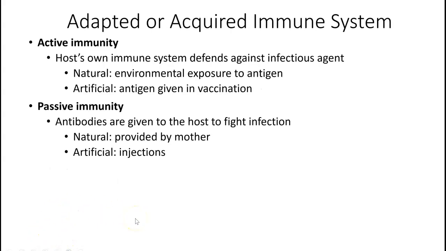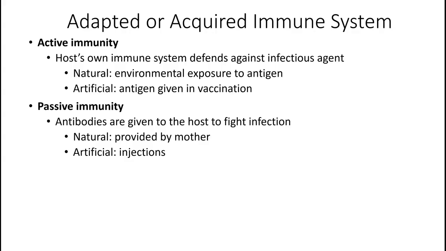So then we got into the adapted or acquired immune system. And we first started off and then came full circle, finished the chapter talking about active immunity versus passive immunity. Active immunity means that we are making antibodies against an infectious agent. Passive immunity means that we are given antibodies. Now, both of these can either be natural or artificial.